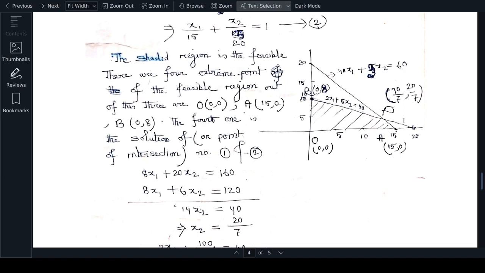These two lines intersecting at point P, by elimination method.